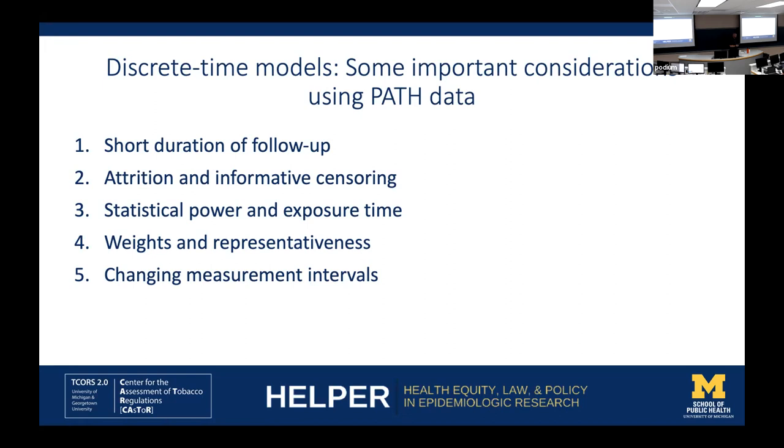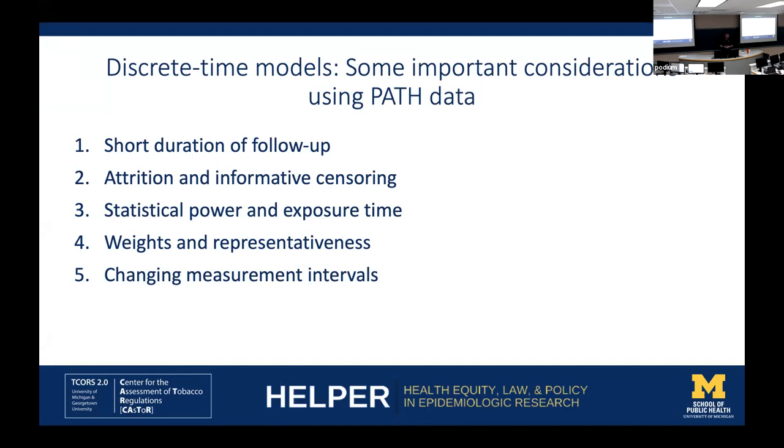Second point is about attrition. Longitudinal data sets all have problems of attrition. Not everybody participates in all waves. And there's problems with selection. Like, what is it about the people who continue and participate in every wave versus the people who are dropping out over time? What's going on with attrition? Informative censoring is if they're dropping out because they're getting COPD and dying, and you're looking at COPD in your analysis, there's a problem with your models.